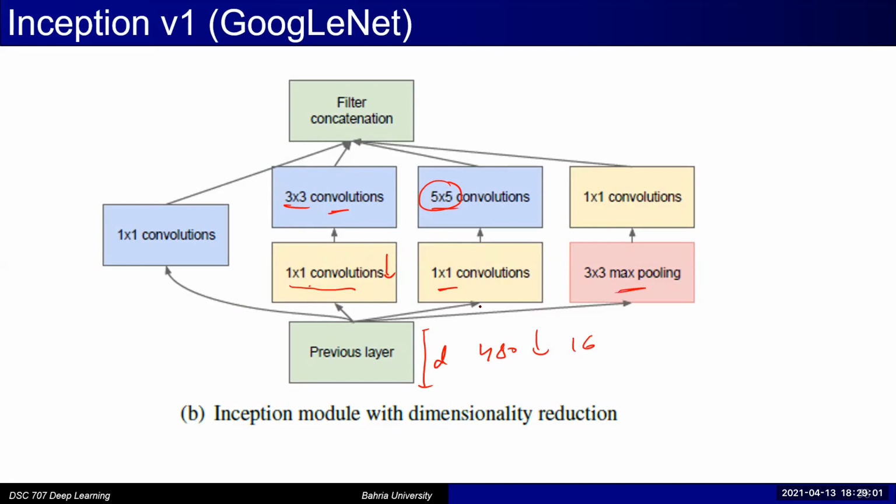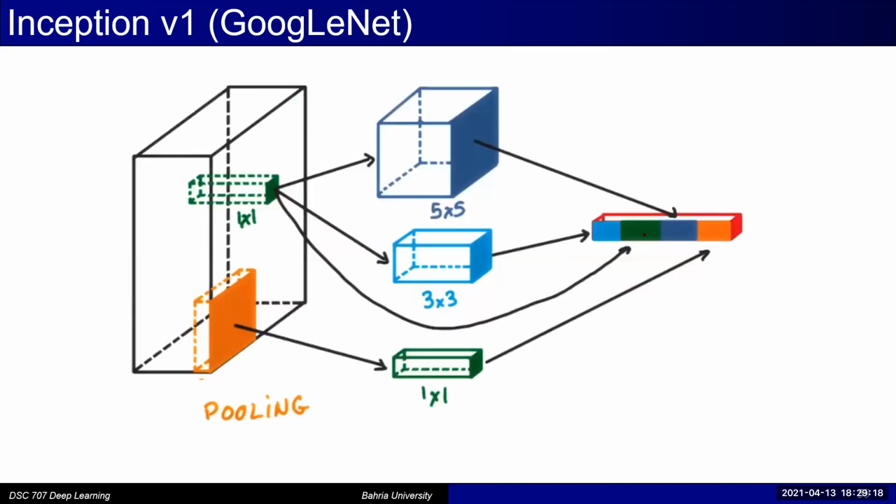Why? Because the pooling layer does not have any parameter. So first we do pooling, and then we apply 1 by 1 convolution, because this pooling will not have any impact on the depth, right? Pooling does not have any parameter. So once you have applied the pooling, afterwards you can control the depth with a 1 by 1 convolution.